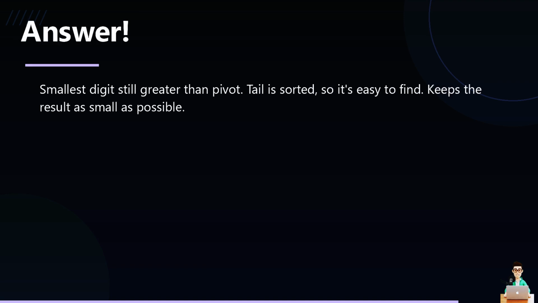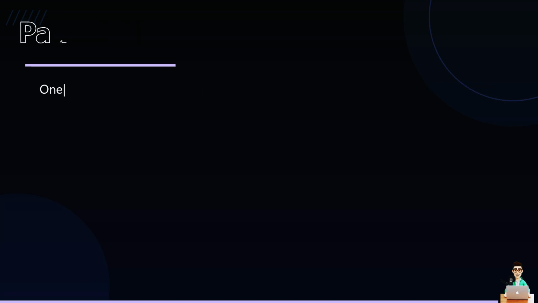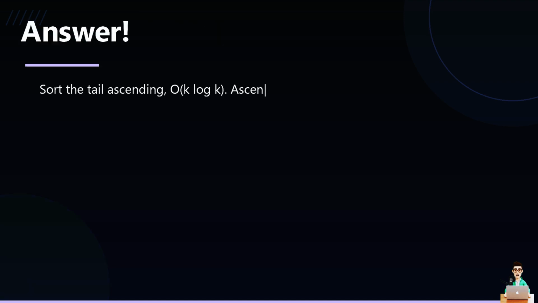Second one: after swapping in the new pivot digit, what do you do with the rest of the tail? And what does that operation cost you? There's one cheap operation left that guarantees you the smallest possible answer. You just sort the remaining tail ascending. That's the smallest arrangement possible, and it only costs you a log n sort on top of the linear scan.